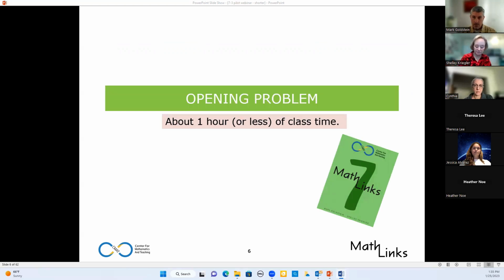So all of our packets start with an opening problem as a hook. I like to say we try to create the need to know for students. This particular opening problem can be completed in a class period. It's intended to be done in about an hour or less. Some of our opening problems you'd be interested to see, they actually require more instruction to be done, and so they can't be completed until more is taught, and then it's revisited later. But I'll show you this opening problem that's meant to be done in one sitting.